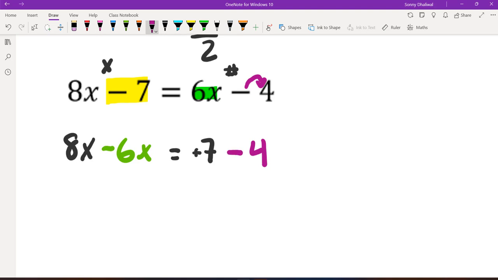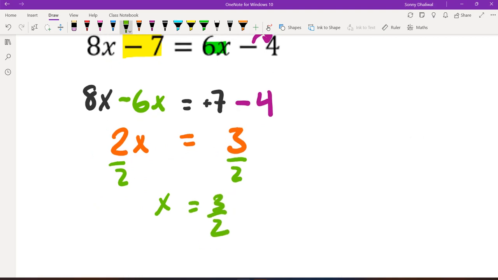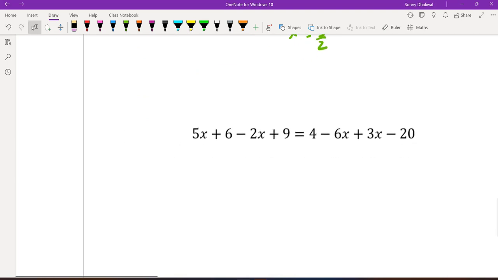Okay? So 8 minus 6 on the left side is 2x. 7 minus 4 is 3. Just divide by the 2. And x is 3 over 2. Which is great. So I think you guys are getting this.